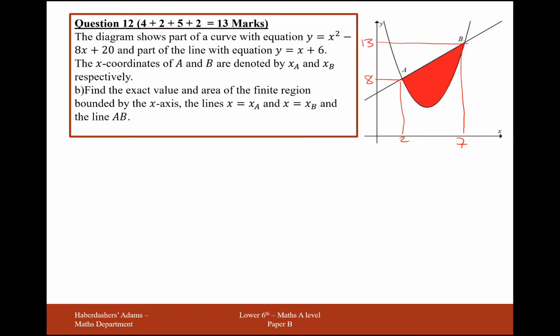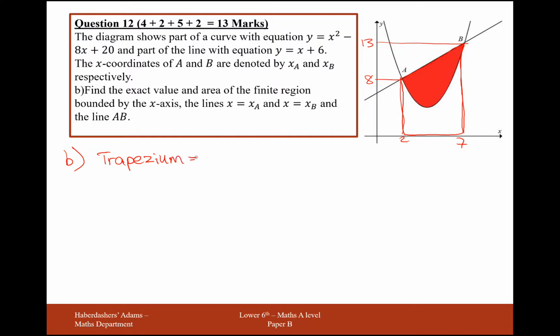Okay, find the exact value of the area of the region defined by the x-axis, the line x equals a, the line x equals b, that's the 2 and the 7 it's referring to here, and the line AB. So it's the area that's formed by this shape here. As far as I can see, the easiest way to do that would just be to use the formula for the area of a trapezium.